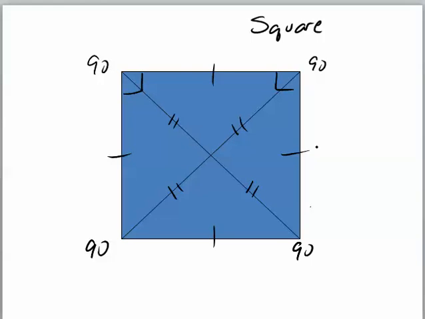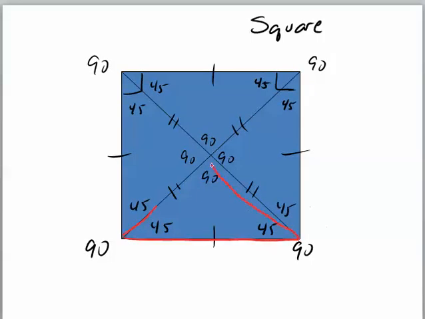So the properties it gets from a rhombus is that the diagonals are perpendicular, and these diagonals bisect the angles at the vertex. So each part of this is 45, and this will form four 45, 45, 90 right triangles. So if we look at one of these, there's a 45, 45, and here's the 90. And we'll talk more about those special right triangles. You will need to know from a blank square with the diagonals drawn how to fill in all of the angle measures.